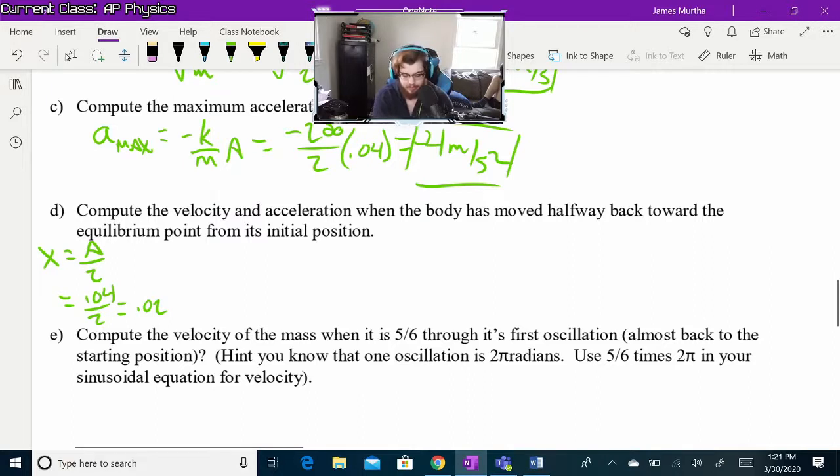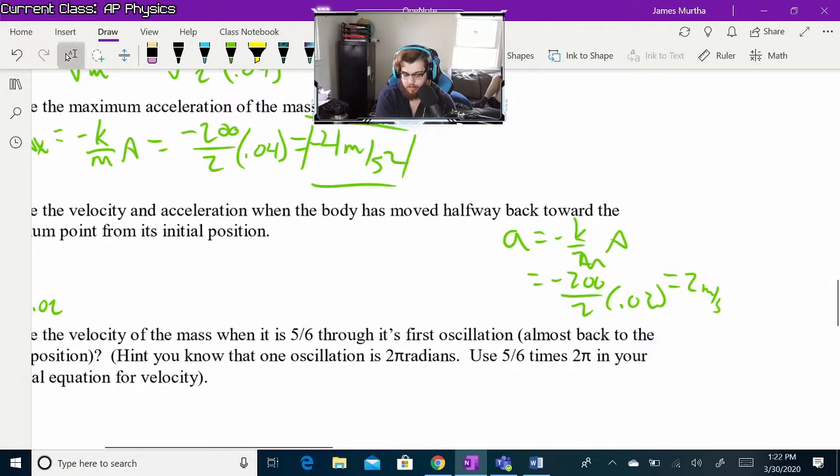Now, if we did our acceleration, right? So our acceleration, in this case, we have our negative k over m times A. We have negative 200 divided by 2 times 0.02. That ends up giving us 2 meters per second squared. So that one is half. That one works out, but that's because it's a nice, beautiful algebraic equation that has no weird, funky things.